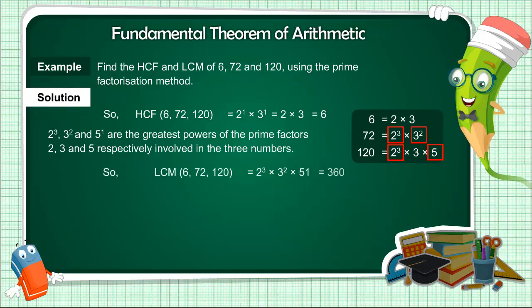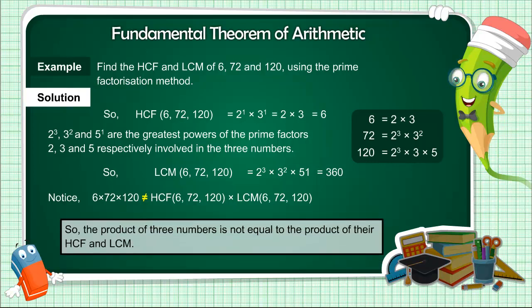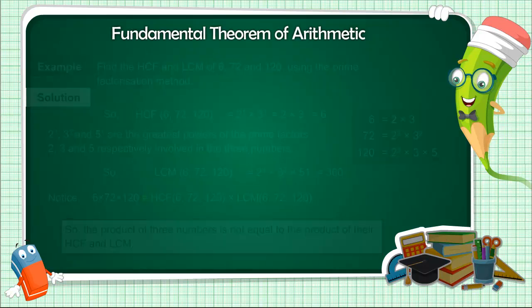So, notice, 6 into 72 into 120 is not equal to HCF of 6, 72, and 120 multiplied by LCM of 6, 72, and 120. So, the product of three numbers is not equal to the product of their HCF and LCM.